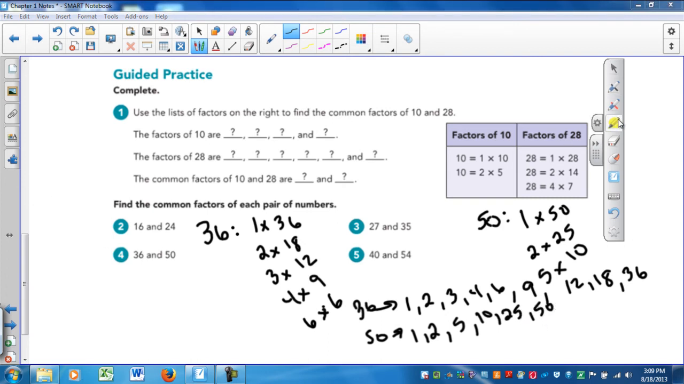Okay, now let's just go and figure out which ones they have in common. They have 1 in common. They have 2. Looks like that's it. Four. Yep, I think that's it. That's all they have in common. So, as you can see, even though you got all kinds of factors here, they don't have to necessarily have a bunch in common. Okay? Alright, let's go to the next page.